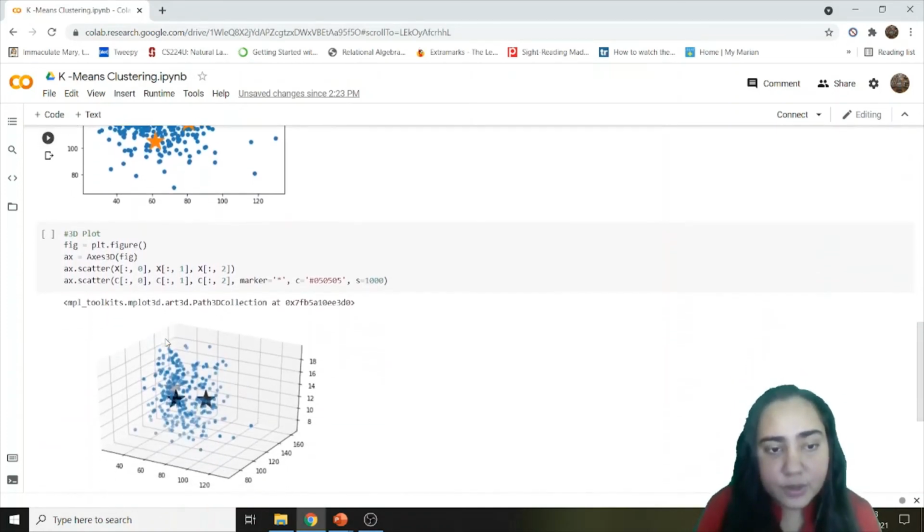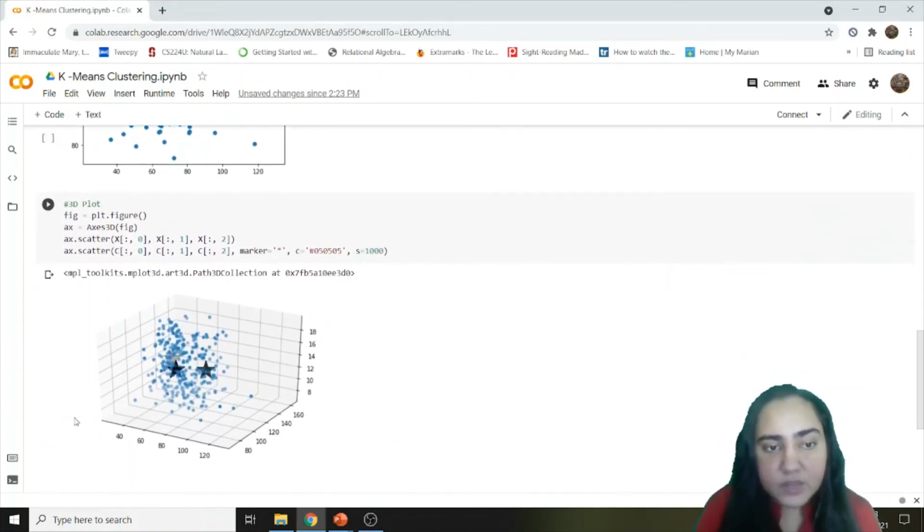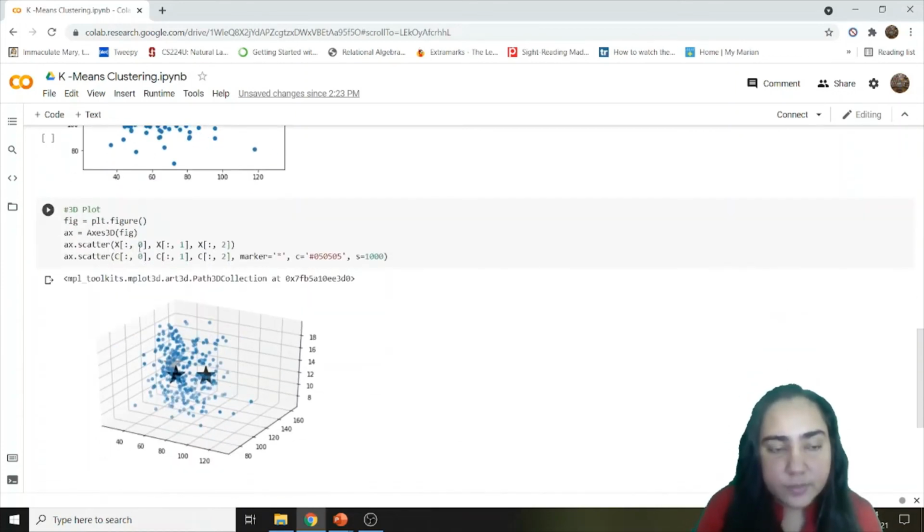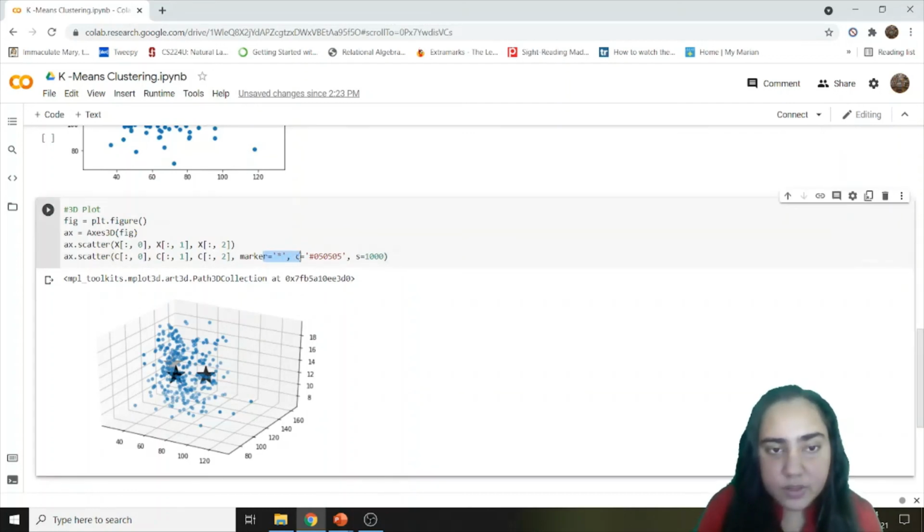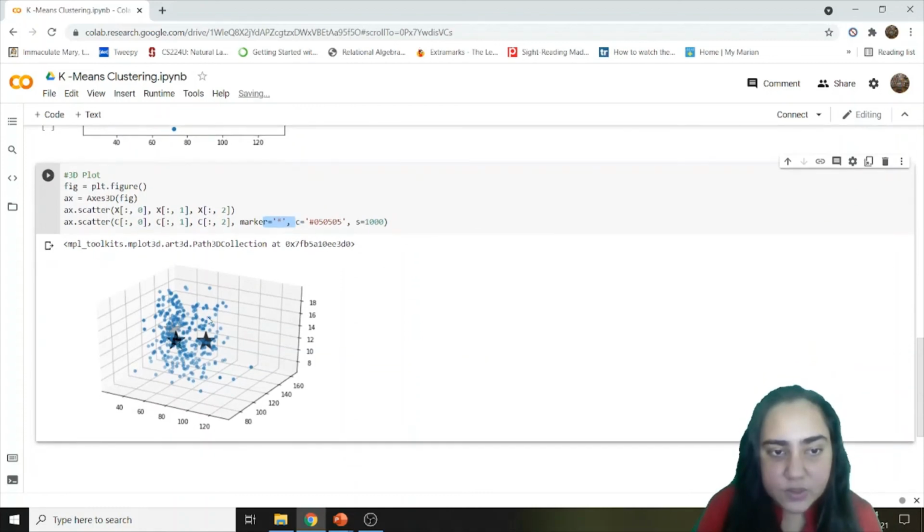But if you want to plot it in a 3D space, then it will look like this. Okay, so in a 3D space, we are again using the PLT, but this time we are using the Axes 3D, which we imported earlier. And in the scatter plot, we will pass all the three columns and all three centroids and mark them with a star. And we can also specify color if we like. So this is what it will look like in a 3D space.